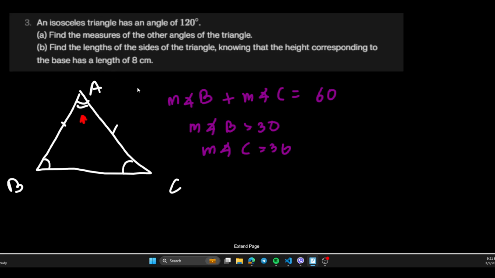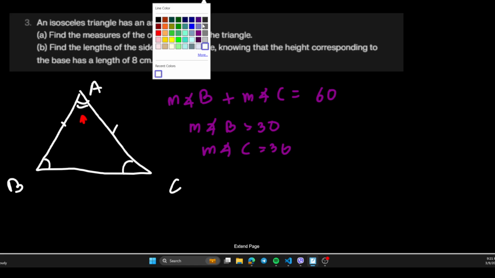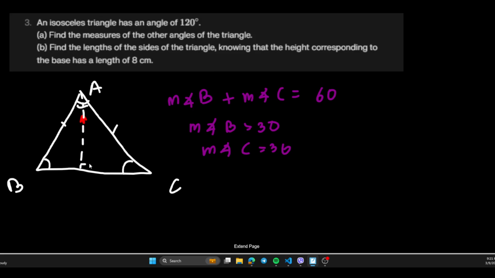Alright, so case B: find the length of the sides of the triangle knowing that the height corresponding to the base has a length of 8. In simple English, it tells you that this thing, AK, is 8.